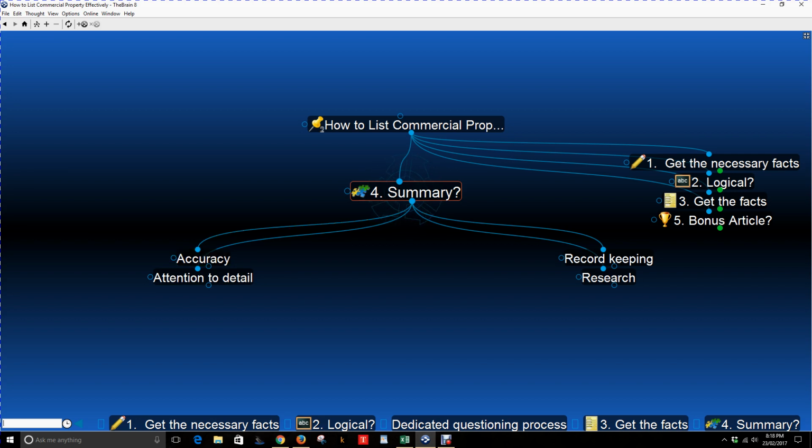At the base of everything here, you've got research. Research is really important to understand the listing before you take it to the market. Whilst the client might be ready to move on the promotion of the property, you need to have all of the facts. That's where research comes into it, so that you don't make a mistake.